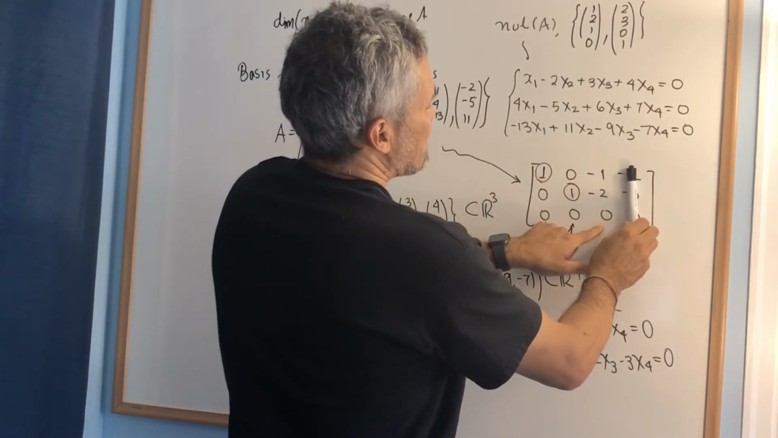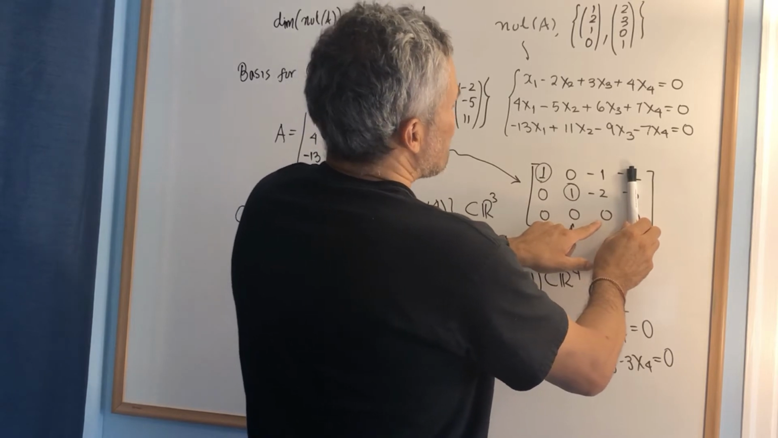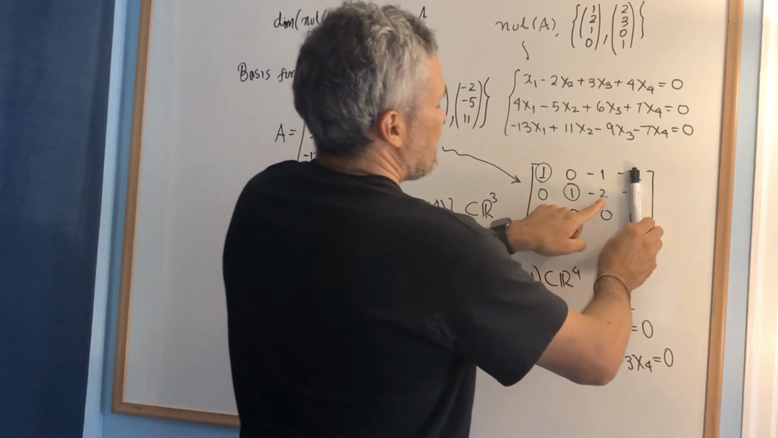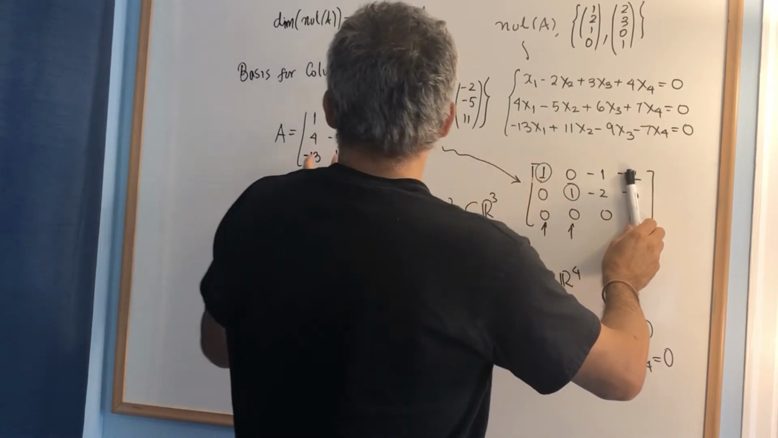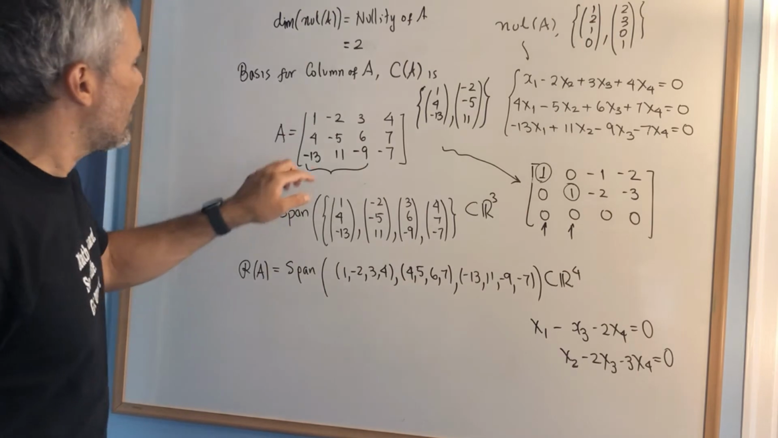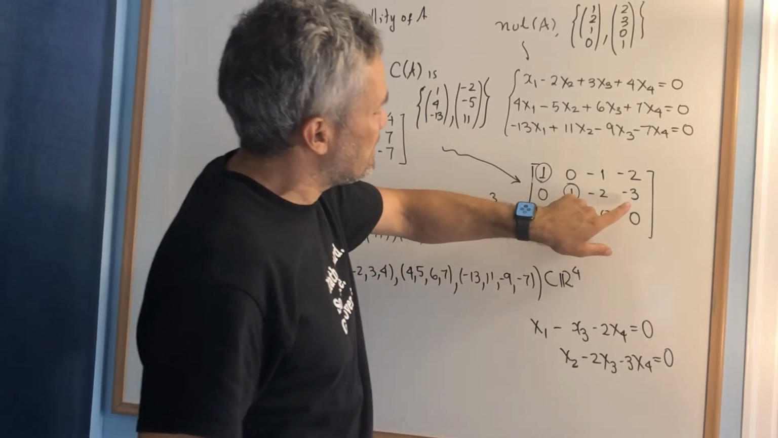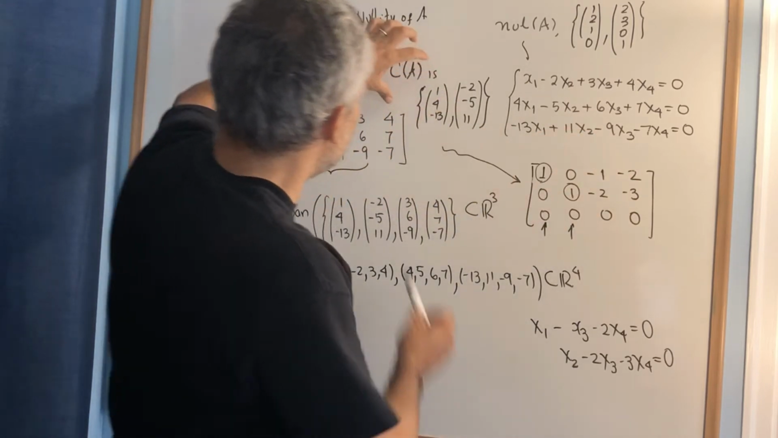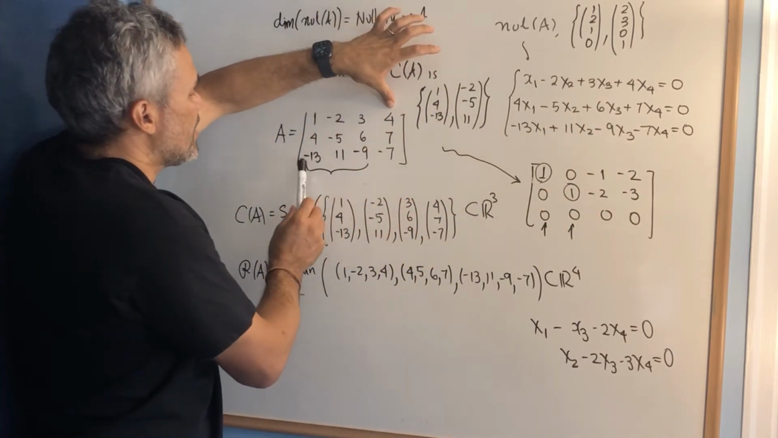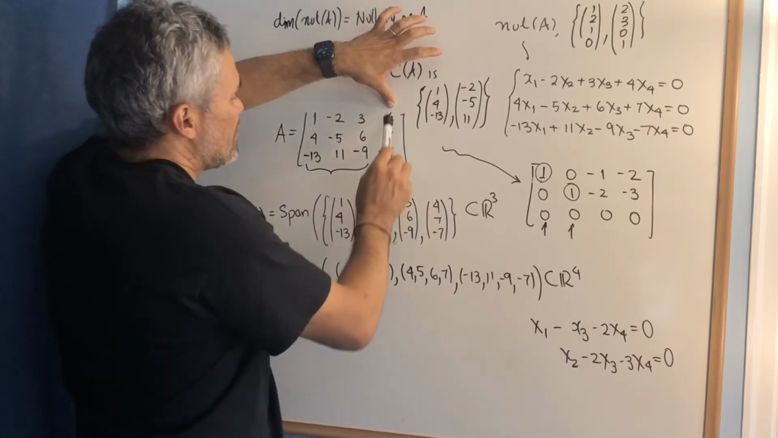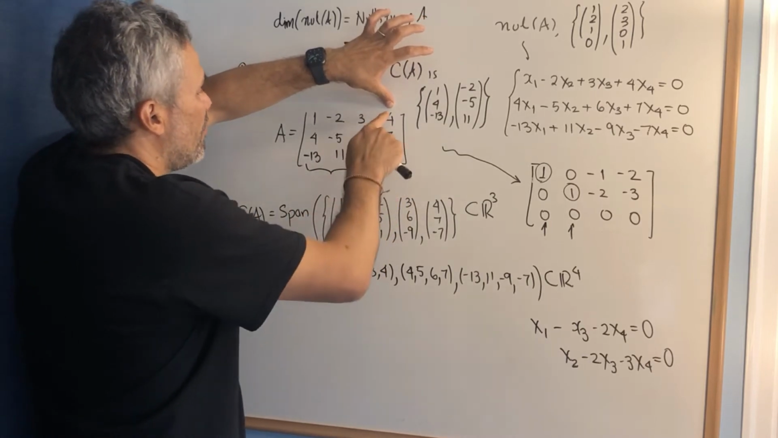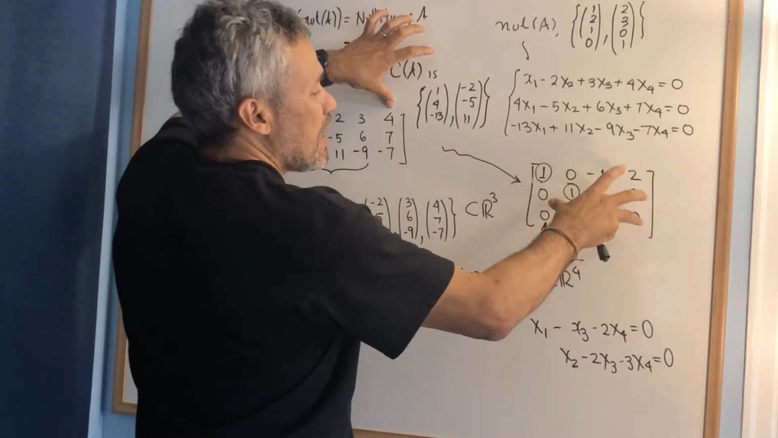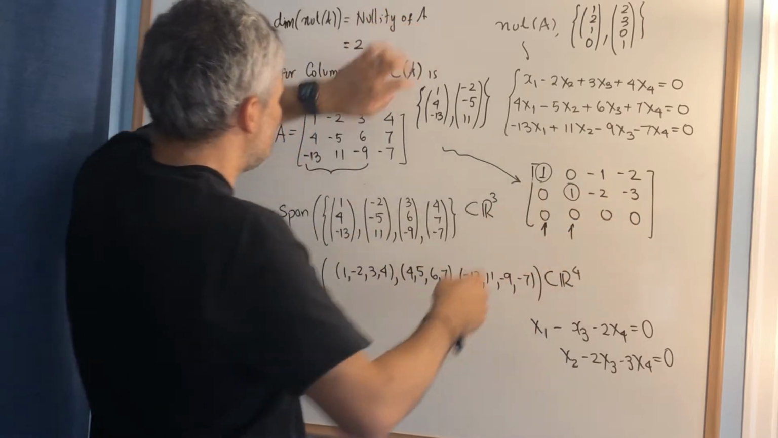That means that x3 will be the free variable, and that means that we can write the third vector as a linear combination of the other two. Same way, since here this column doesn't have a pivot, that means that this vector can be written as a linear combination of these two. When we try to set up the equation of making this vector a linear combination of the other two, we get to a system that can be solved explicitly.